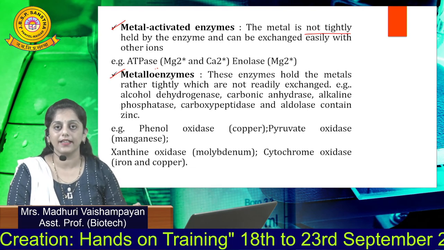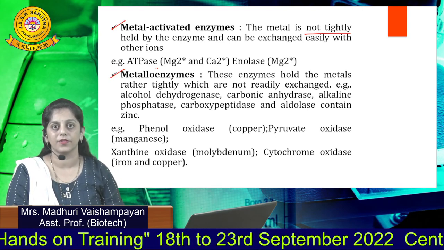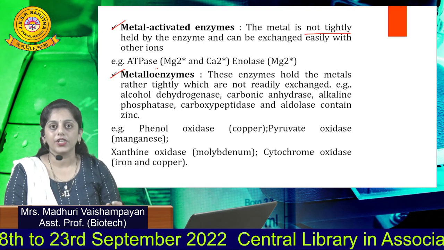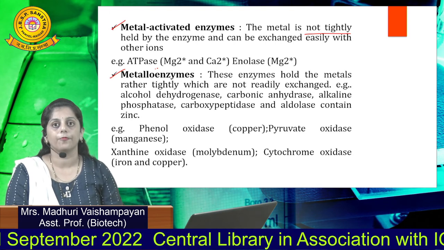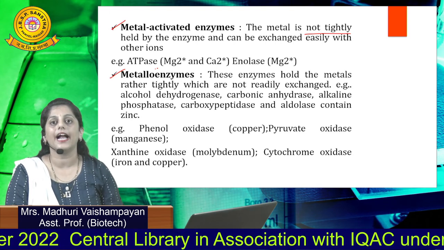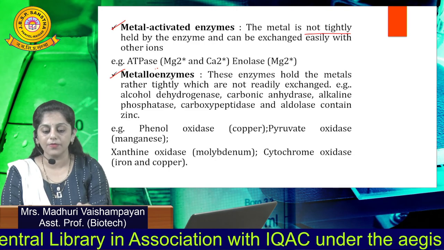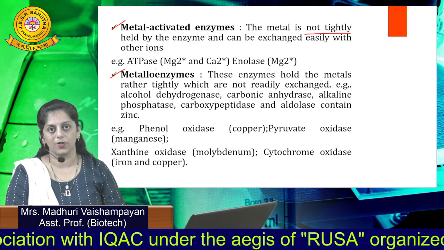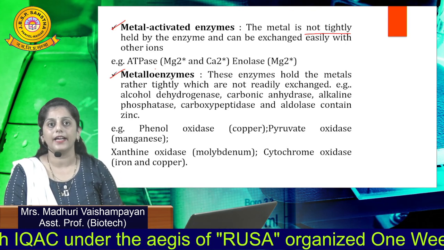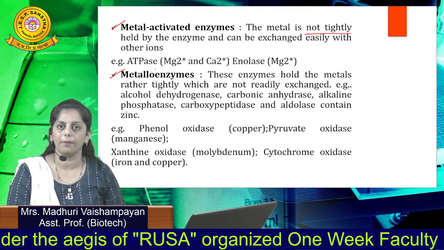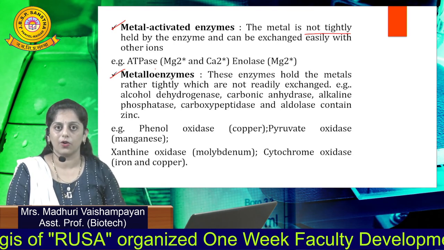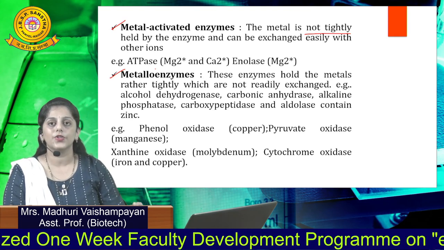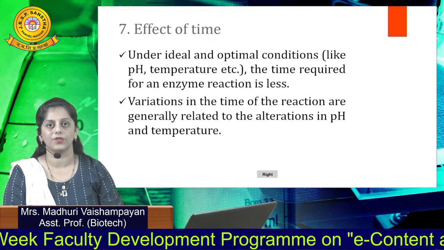The next category is metallozymes. These enzymes hold the metal rather tightly, and it is not readily exchanged. This is the difference between metal activated enzymes and metallozymes. In metal activated enzymes, the metal is not tightly held by the enzyme, and in metallozymes, the metals bind tightly to the enzymes. Examples of metallozymes are alcohol dehydrogenase, carbonic anhydrase, and alkaline phosphatases.